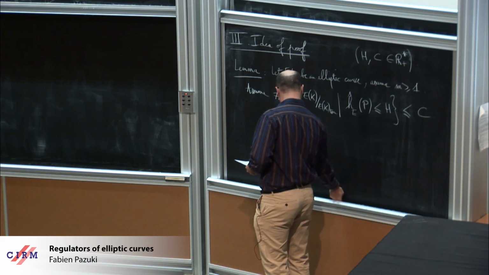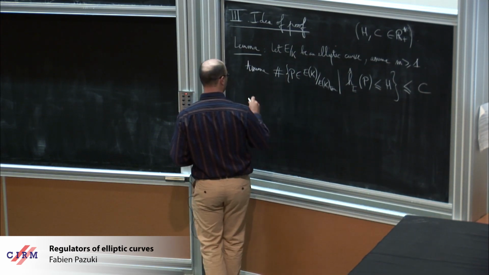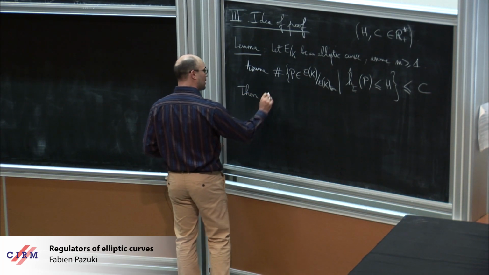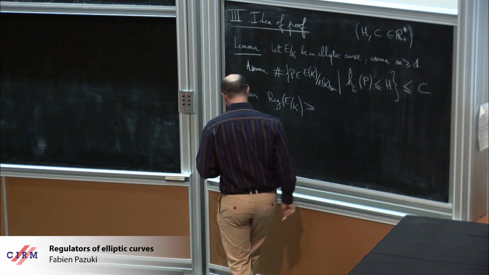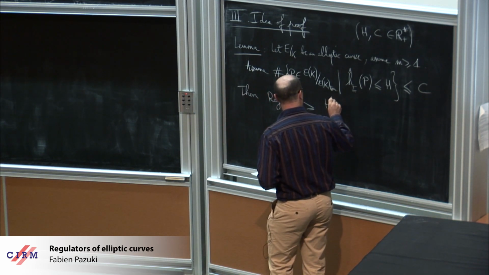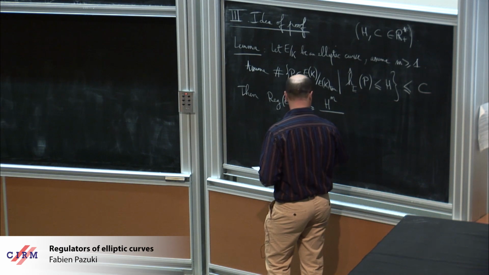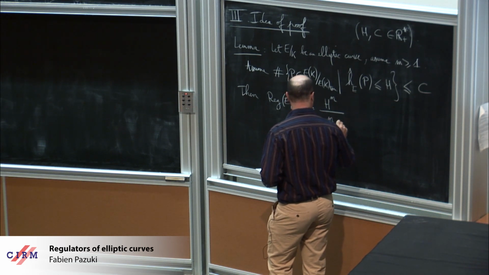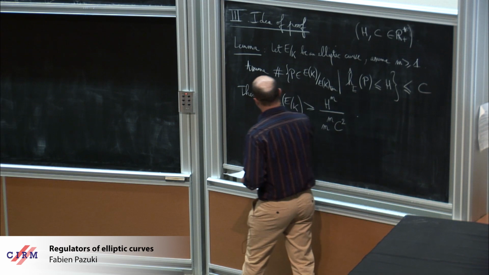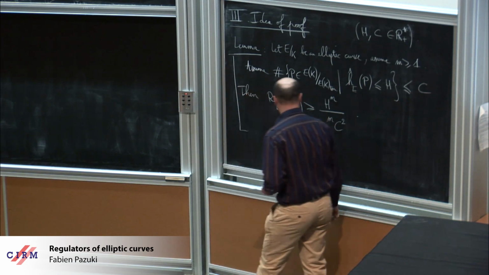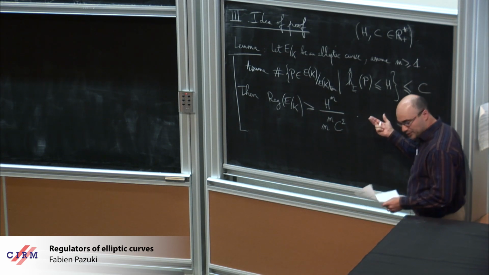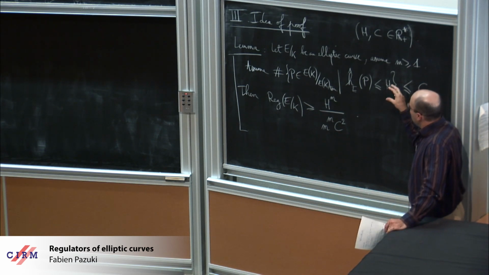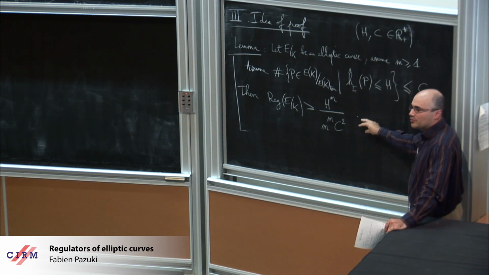Then the regulator of E is bounded from below by the following expression. And that's the end of the statement. So basically what's happening here is, if you know how to count small points, you get information about the regulator.